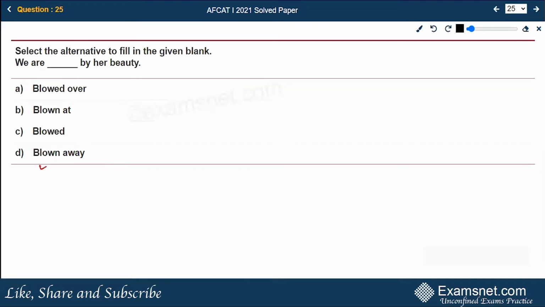So, considering all the four options that are available, option D, that is blown away, is the correct answer to fill in this blank. So this blank will now be: we are blown away by her beauty. That blown away means very impressive.